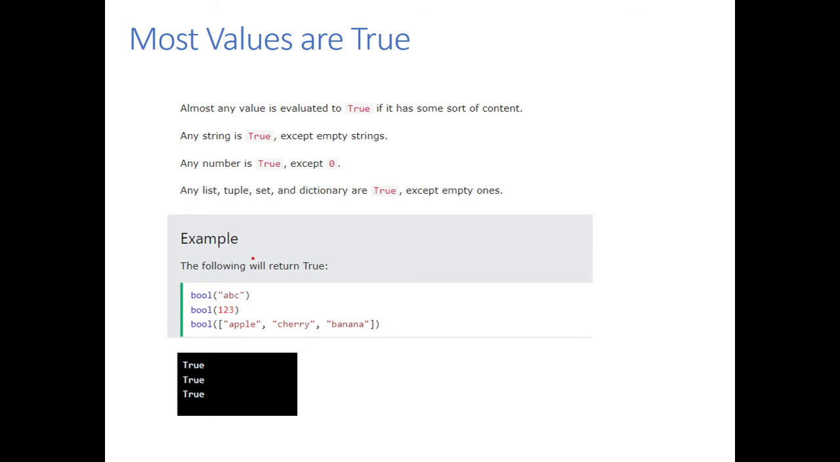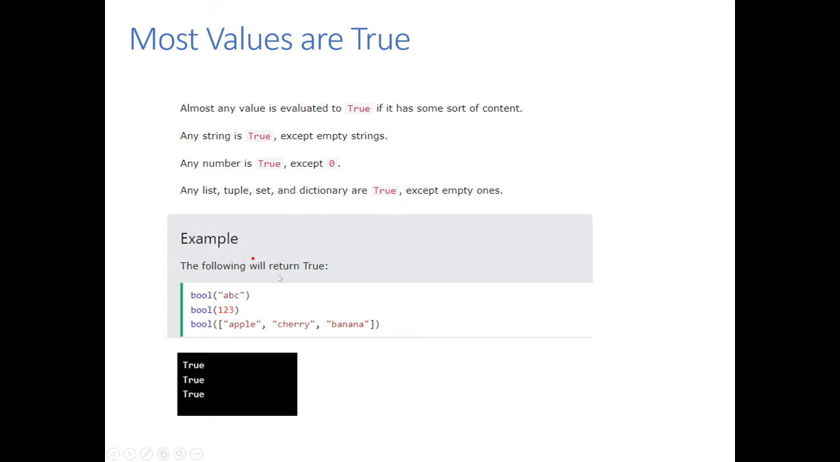Now actually, that's because most values are true. Almost any value is evaluated to true if it has some sort of content. So pag may laman. Any string is true except empty strings. Any number is true except 0. Any list, tuple, set, and dictionary are true except empty ones.